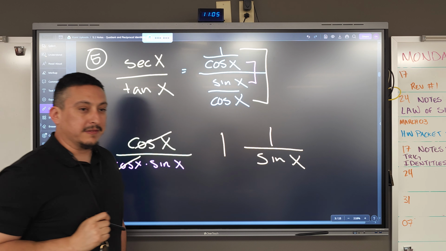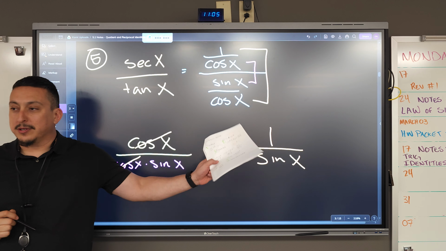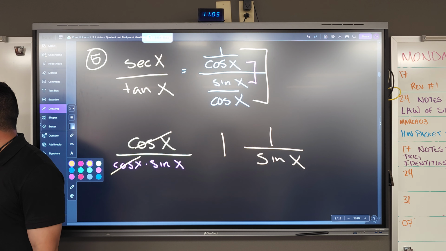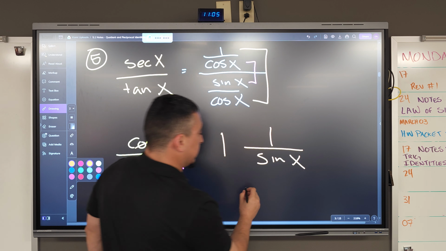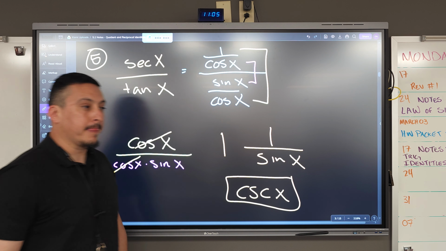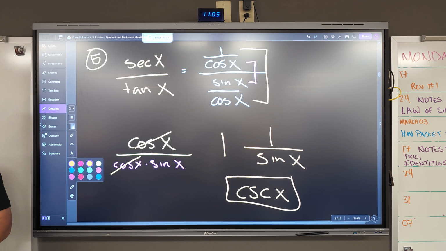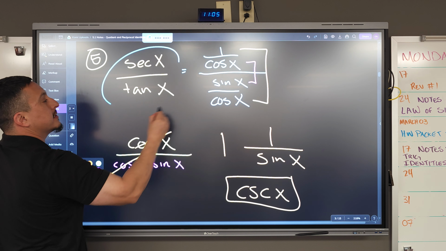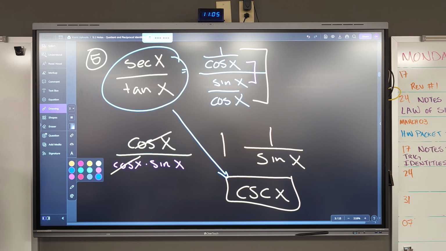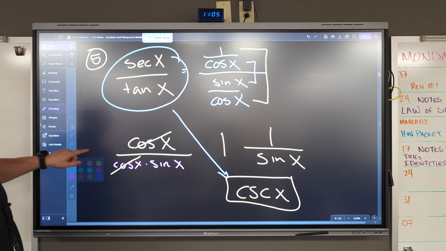Oh, and then we can actually fix that, right? What's 1 over sine? Not cosine, but yeah, cosecant. So cosecant x. Okay, so simplifying, we went from this to that. Simplifying. Okay, let me let you try one of those.